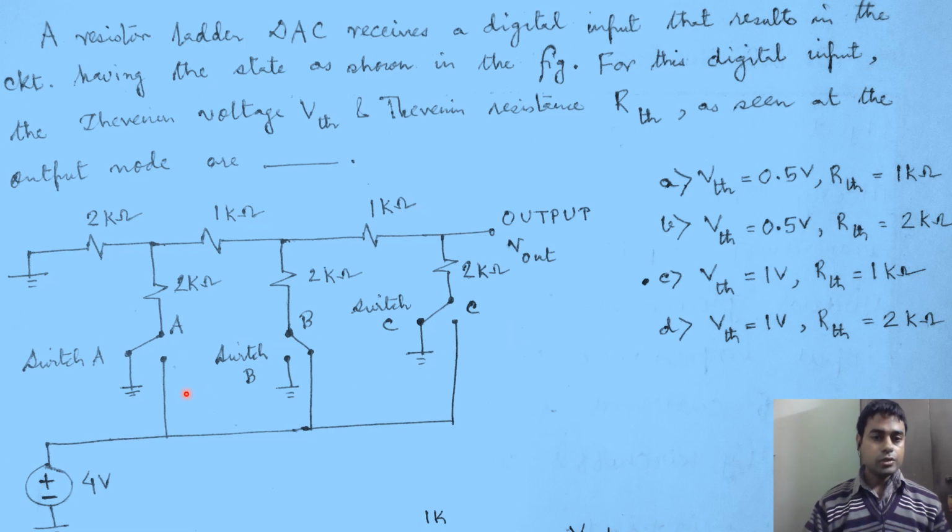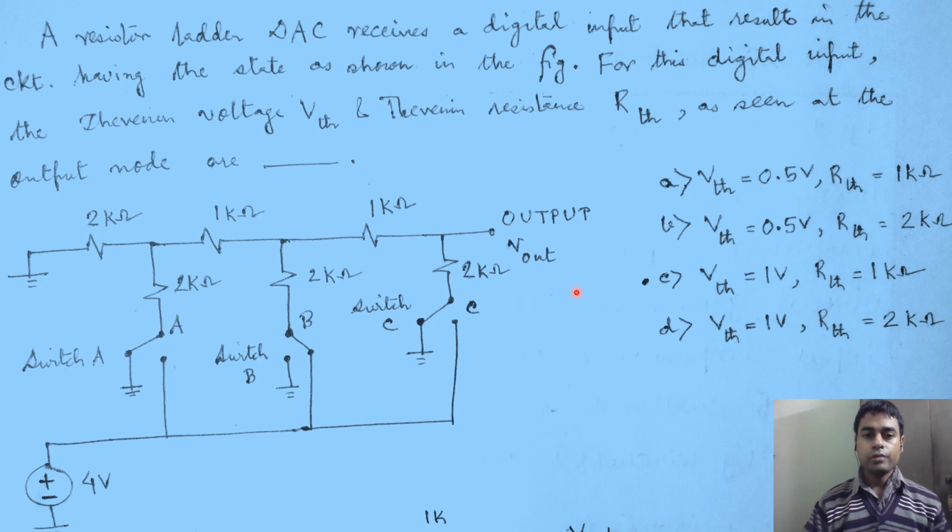It is also seen that switch A is connected to ground, switch B is connected to plus 4 volts, and switch C is again connected to ground. And therefore we can claim that logic level 0 is equal to 0 volts, and logic level 1 is equivalent to 4 volts. So we have to proceed with how to solve for the Thevenin voltage and the Thevenin resistance when this is the output node.